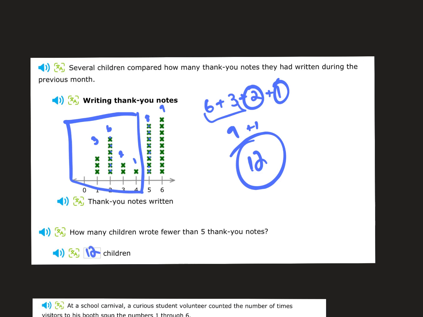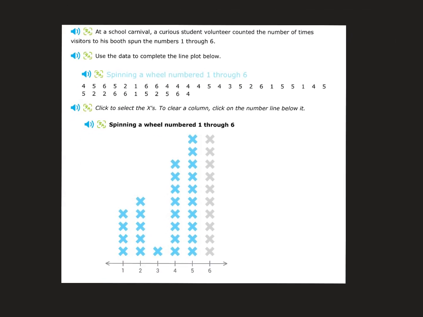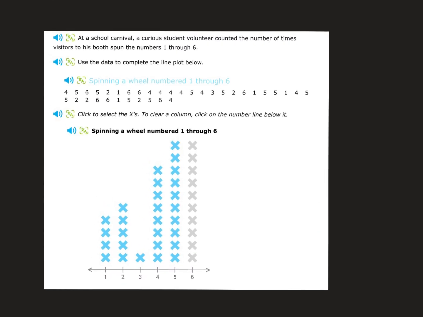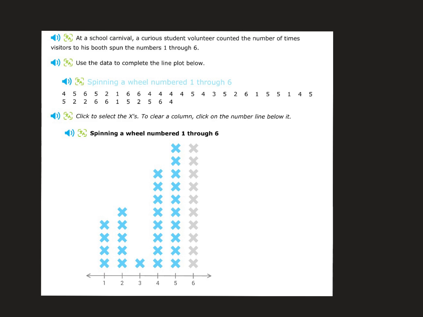So fewer than 5. Next one, the plot's already been kind of done for us, but I'm going to show you guys how to do this from scratch. So at a school carnival, a curious student volunteer counted the number of times visitors to his booth spun the numbers 1 through 6. I'll do this in red so we can see the difference. So I'm going to count up all the ones within the set. I've got 1, 2, 3, and 4. So I would put 4, and then I'm done.